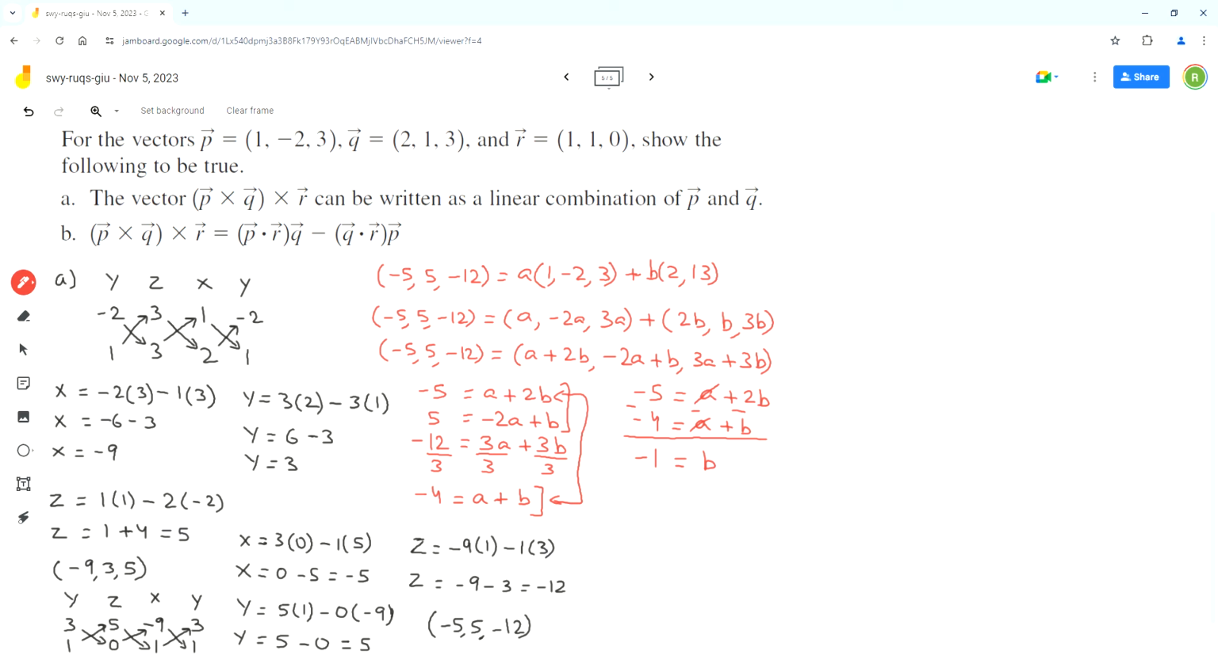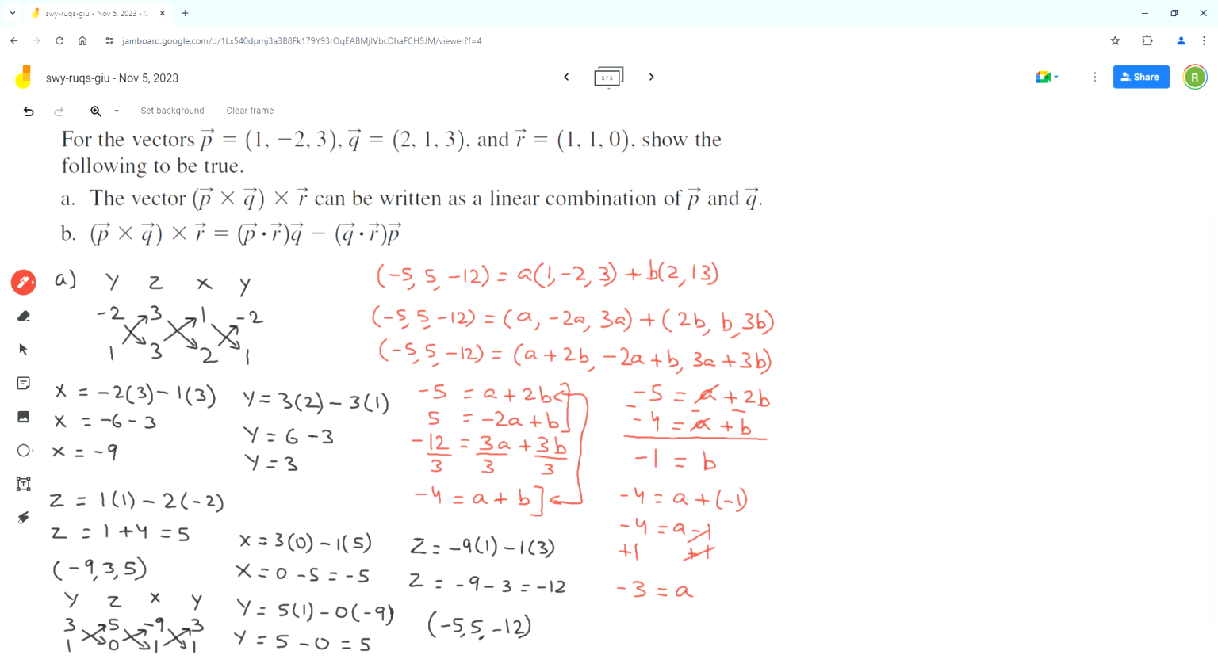Now we can sub in this value of b in either of the two equations we used to get this value of b, to find the value of a. So we can use the second equation. We can isolate a by adding 1 to both sides. So a is equal to negative 3.